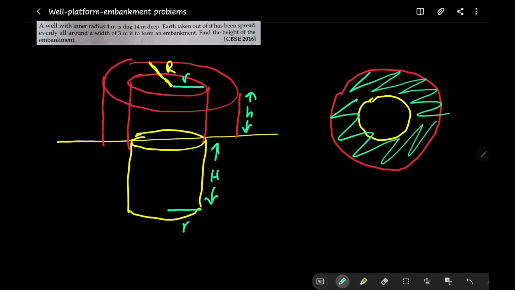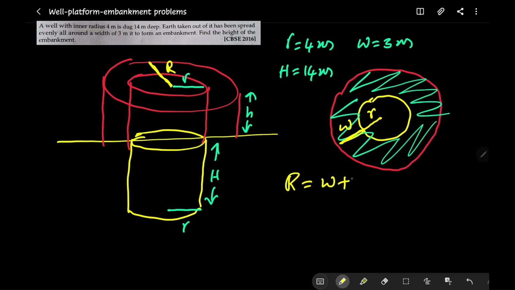Now map all these letters with the given dimensions in the question. The inner radius is 4 meters, capital H is equal to 14 meters. The width of the embankment is given as 3 meters, so I can take W as 3 meters. In order to do something with the hollow cylinder, we should find the value of R, but we don't know it. If you carefully observe, capital R is equal to width of the embankment plus radius of the well, otherwise inner radius of the embankment. Let us substitute the W value and r value here so that we'll get 3 meters plus 4 meters respectively. Then we'll get the outer radius equal to 7 meters.